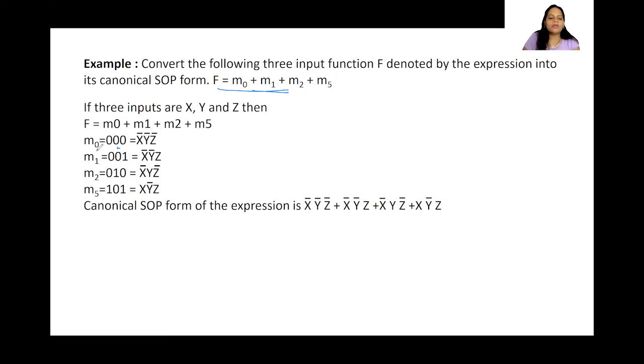Now whenever you see a small m, you should understand that it is in the SOP form. So SOP means wherever there is 0, we are going to write a complement of the variable, right? So since all are 0, we are going to write x bar, y bar, z bar, and here it is x bar, y bar, z, x bar, y, z bar, and x, y bar, z. So when we write it in the form of SOP, we will get something like this.